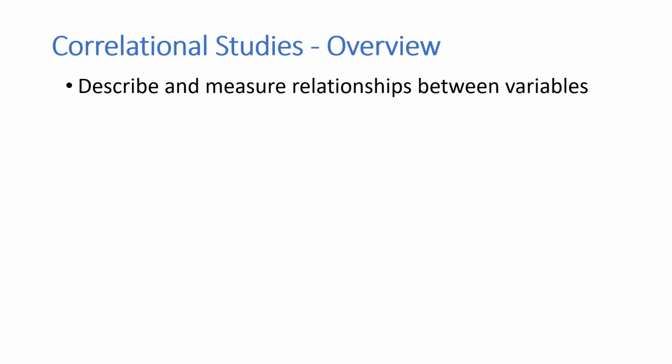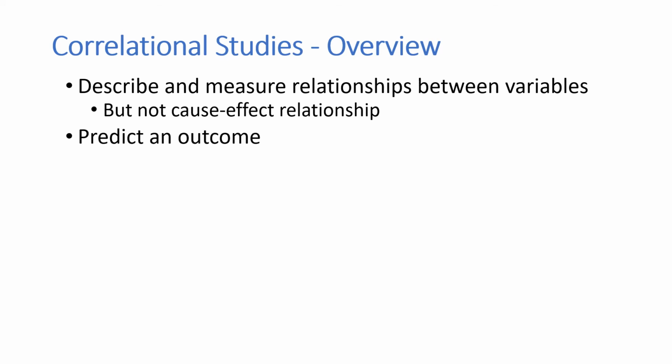Let's move on to correlational studies. Generally speaking, correlational studies aim to describe and measure relationships between variables, but this shouldn't be confused with cause and effect relationships. Just because we find that A and B are linked, it doesn't mean that A causes B to happen, or B causes A to happen. However, the findings of correlational studies can be used to predict outcomes. Unlike experimental studies, the variables in correlational studies are not manipulated. The researcher does not alter one of the variables.